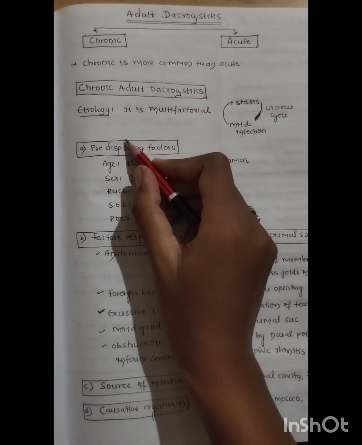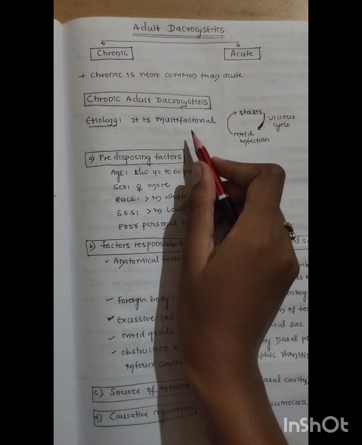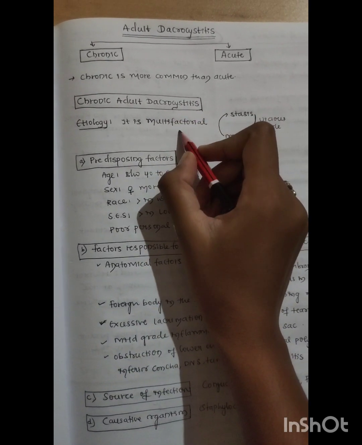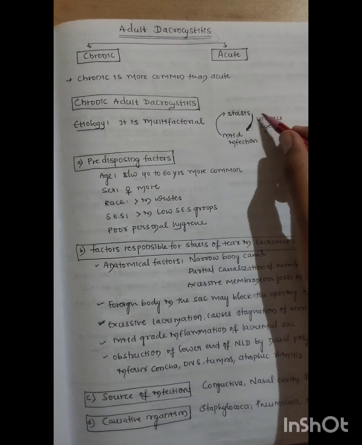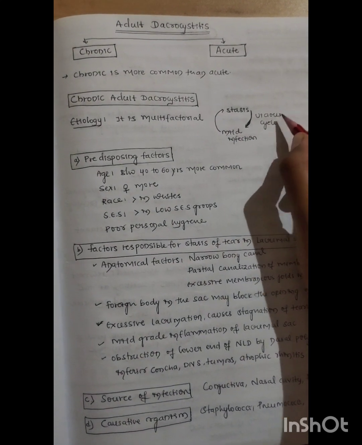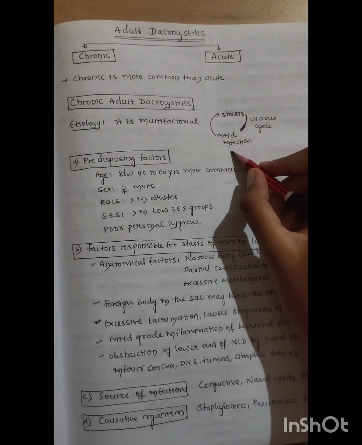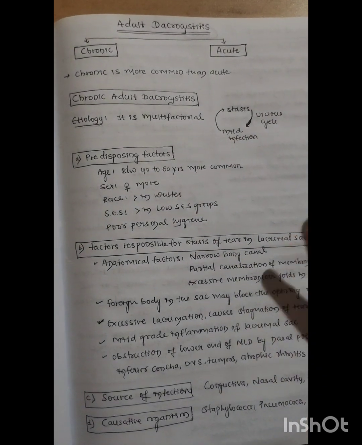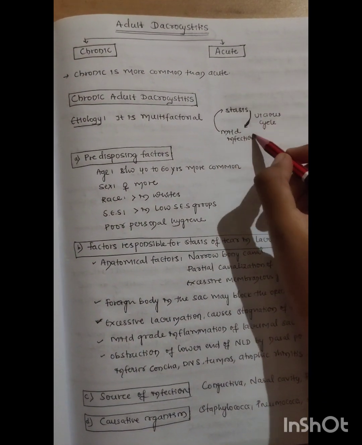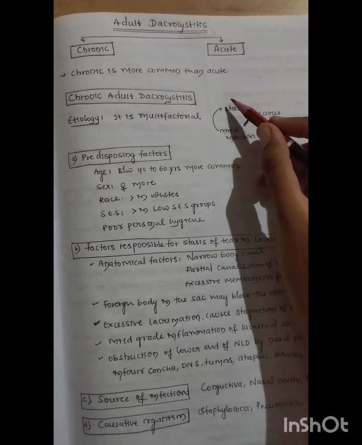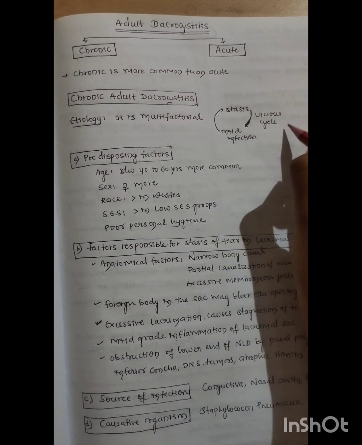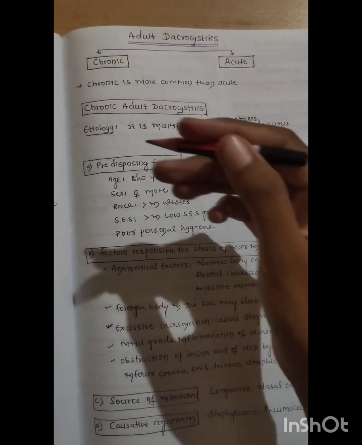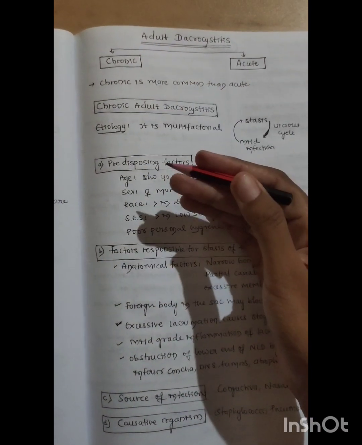Okay, let's start with chronic adult Dacryocystitis. Mainly, first the etiology. Chronic adult Dacryocystitis is a multifactorial disease. Here many causes are there. It is a vicious cycle involving stasis and mild infection. What we have is stasis of the lacrimal fluid, which leads to infection. Infection again leads to stasis. It is a chronic vicious cycle. It has many causes. Let's discuss etiology under subtopics.